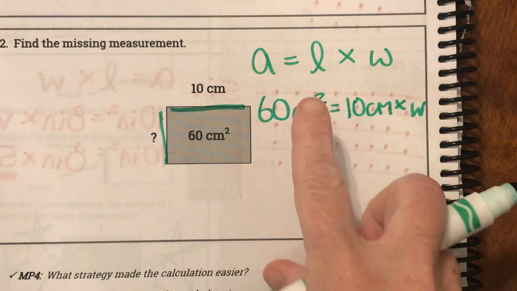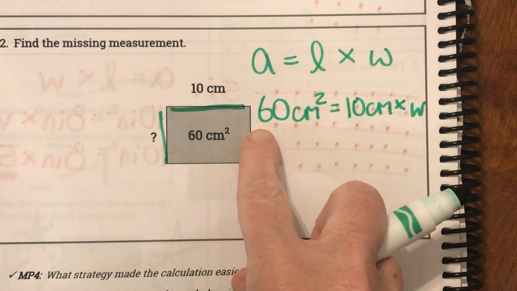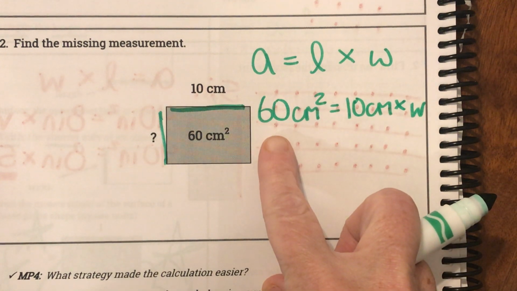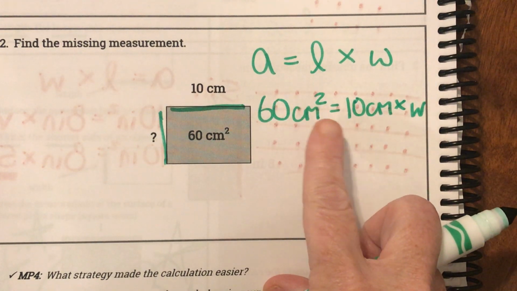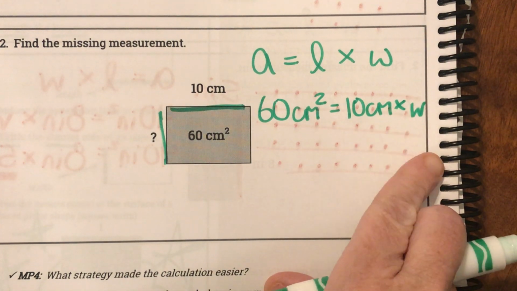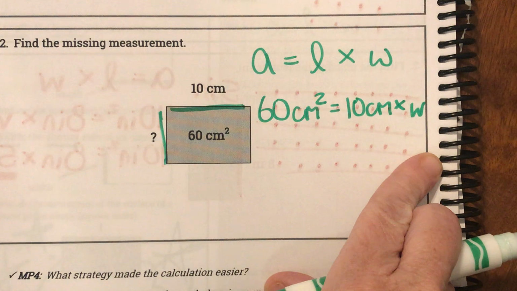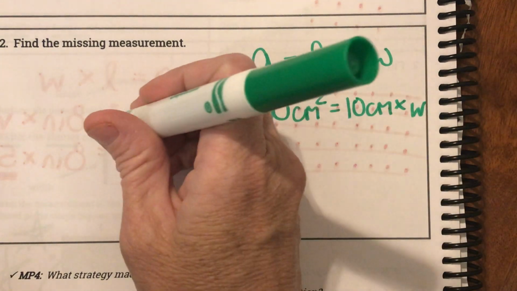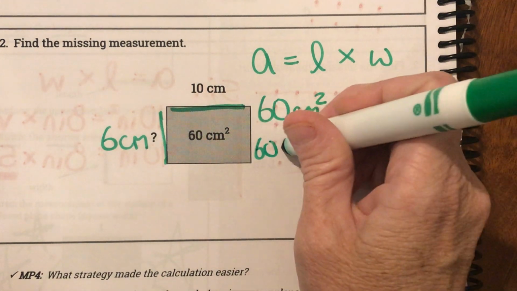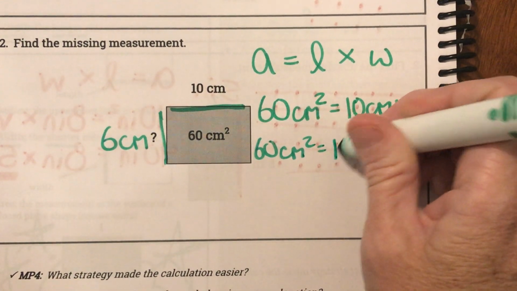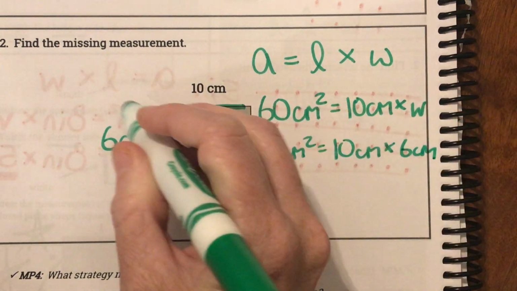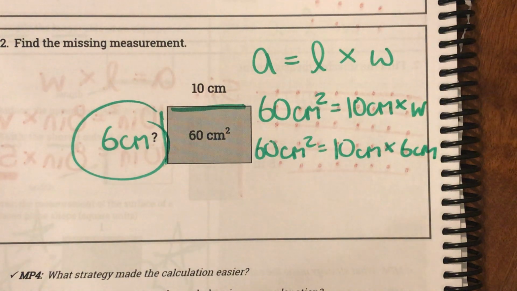Okay, so 10 times what gives me 60? 10 groups of what gives me 60? Well, I know my fives. 10 groups of 5 is 50. 10 sixes is 60. So wouldn't this missing number have to be 6 centimeters? Because 60 centimeters squared would be 10 centimeters times 6 centimeters. So there is our answer.